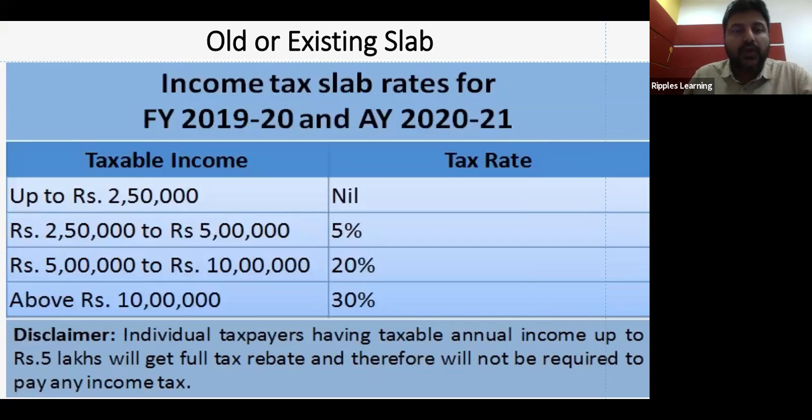Yeah. So now this is the existing structure. 0 to 2,50,000, there is no tax. 2,50,000 to 5 lakh, there is 5% tax. 5 lakh to 10 lakh, there is 20% tax, and above 10 lakh, there is 30% tax. Now this is the current tax structure that we are following, or you can also call it the old or the existing slabs that we would be paying taxes for this financial year, right?